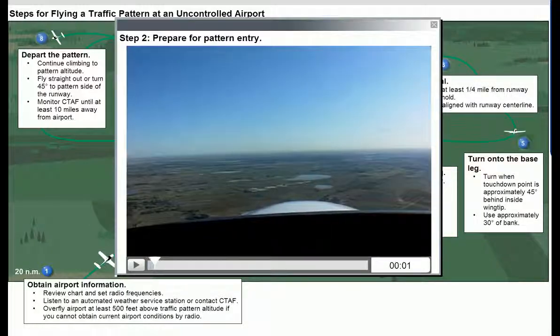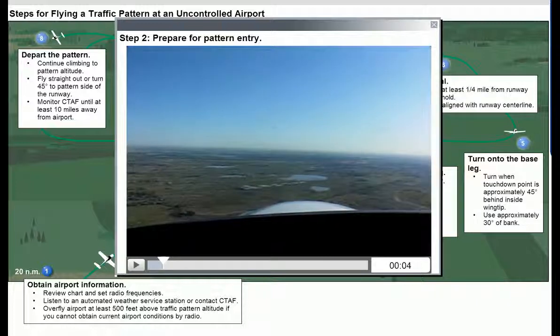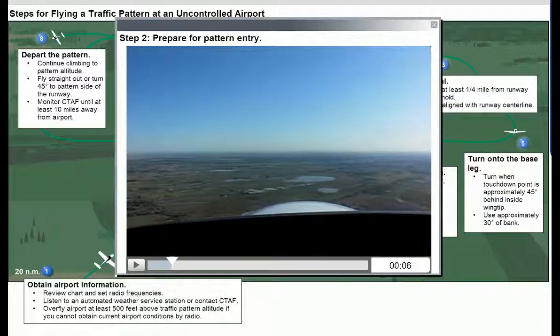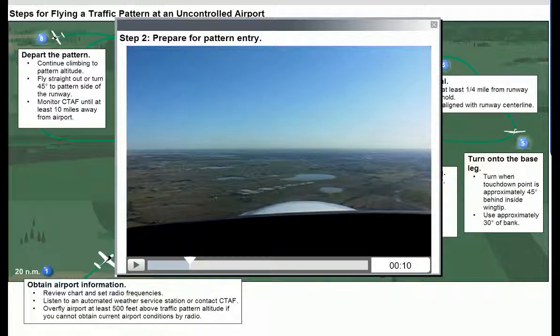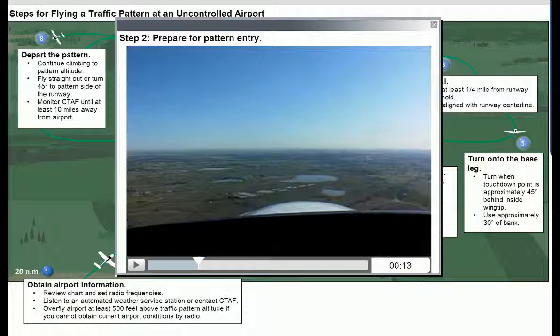So now we want to prepare for the pattern entry. Visualize how you're going to enter the traffic pattern. And to help you remember the elements that you need to know as you get close to the airport, I'm going to perform a before landing briefing.